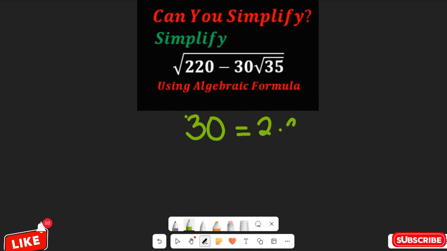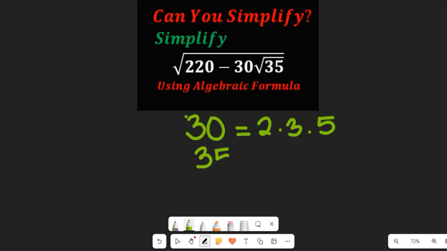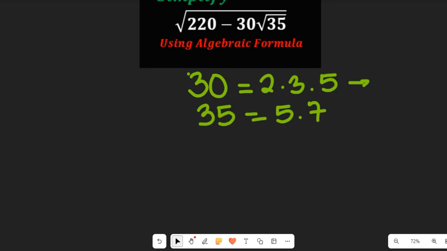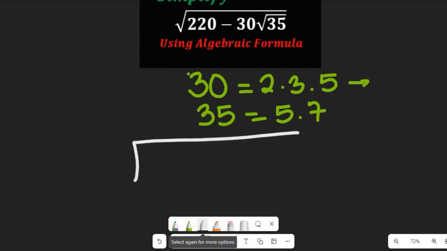Now, for simplify 35, you'll come to see that 30 can be equal to 2 multiplied by 3 multiplied by 5, right? And our 35 can simply give us the value of 5 multiplied by 7, right? So we can have 5 multiplied by 7. If you take the LCM of 30, we will have 2 times 3 times 5. Now let's see how we can insert that into the radical expression given to us.